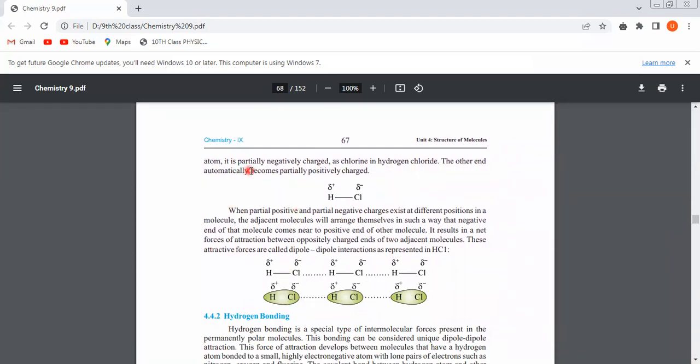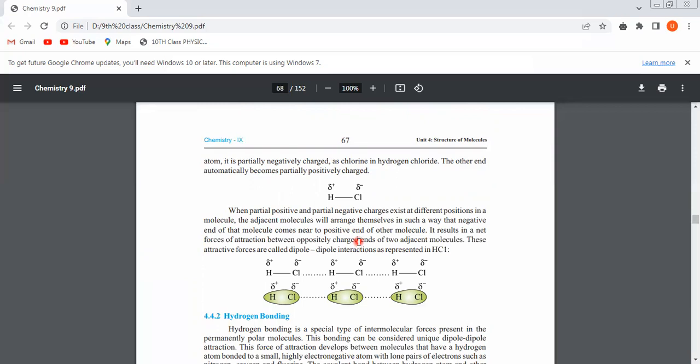The other end automatically becomes positively charged. When partial positive and partial negative charges exist at different positions in a molecule, the adjacent molecules will arrange themselves in such a way that the negative end of one molecule comes near the positive end of the other molecule. That results in a net force of attraction between the oppositely charged ends of two adjacent molecules. These attractive forces are called dipole-dipole interactions, represented in HCl.